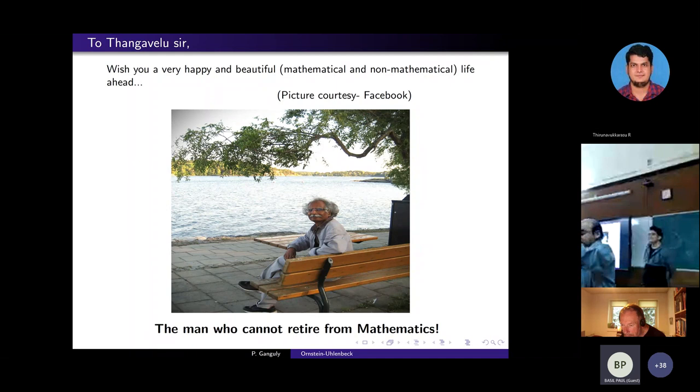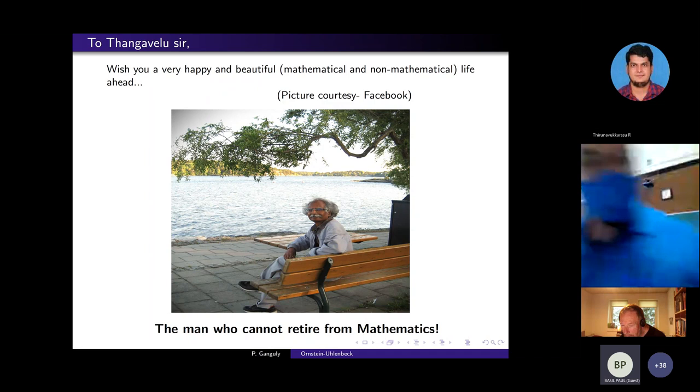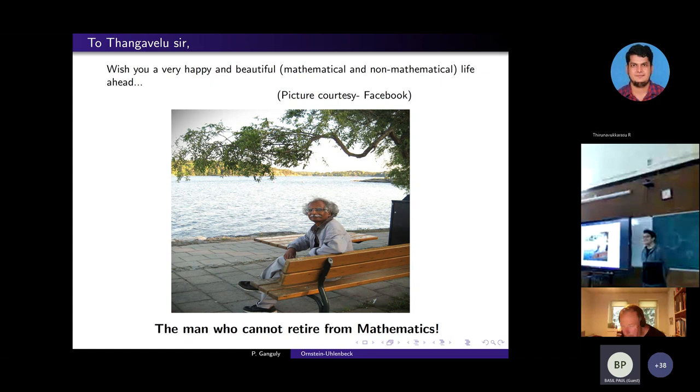So where is this picture taken? Mittag-Leffler, okay. So that's very recent, yeah. Okay. I think 2018. Any other questions?